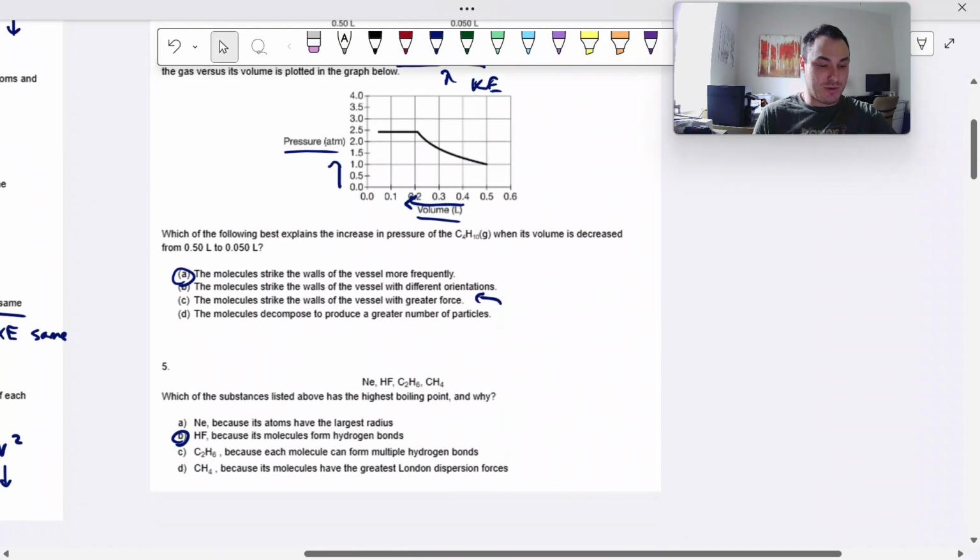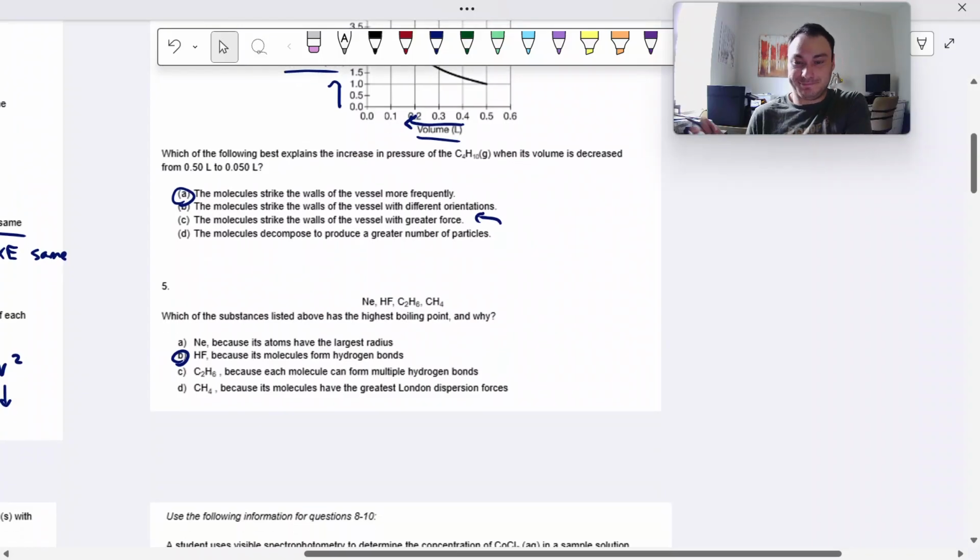So for this page, it was A and B, and then we got A and B on the answer key.